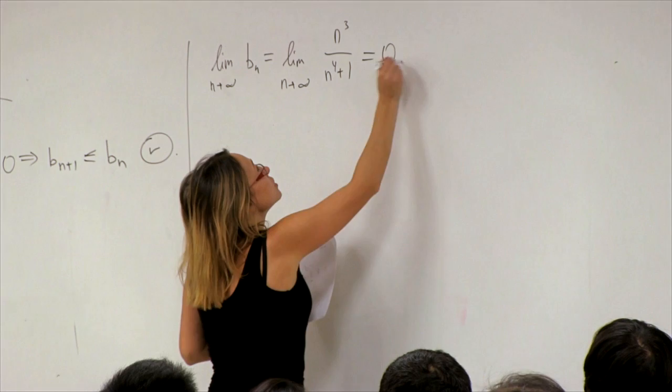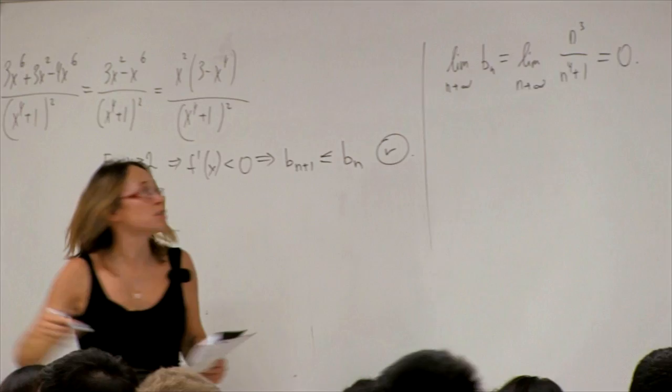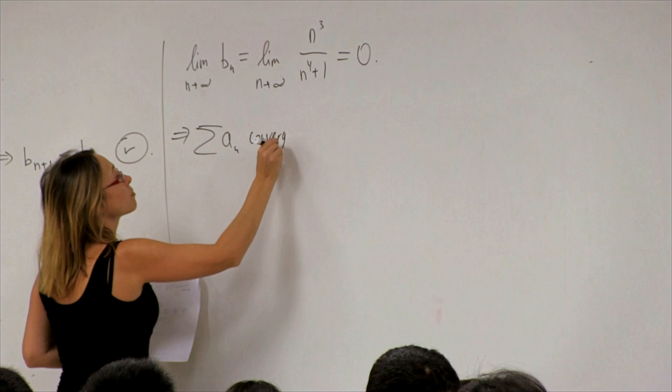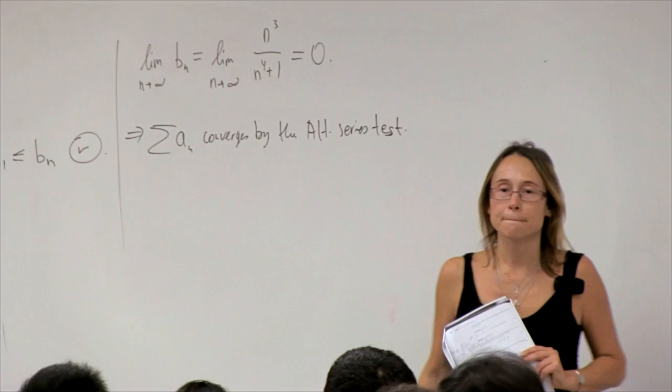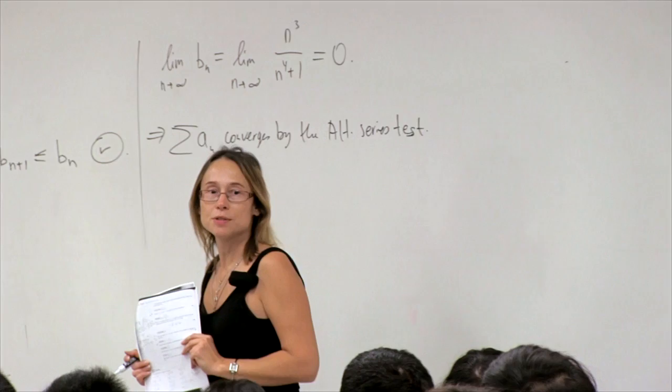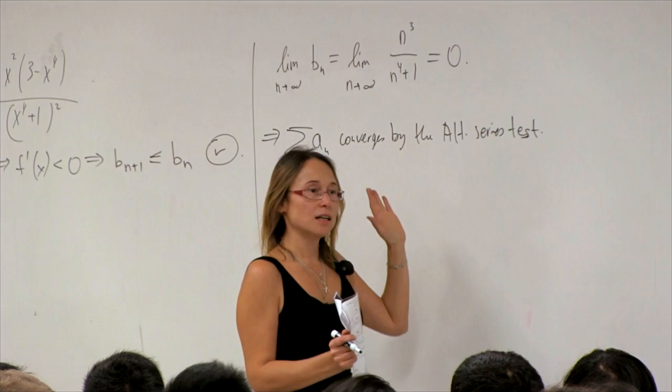Okay, questions? So conditions 1 and 2 are satisfied, and a_n converges by the alternating series test. Question? If the power is a fraction, can we still use that? Yeah, even if they're fractions. More questions? If the limit is not zero, you can use this test, right? Say again? If the limit is not zero. No, if the limit is not zero, then it fails.